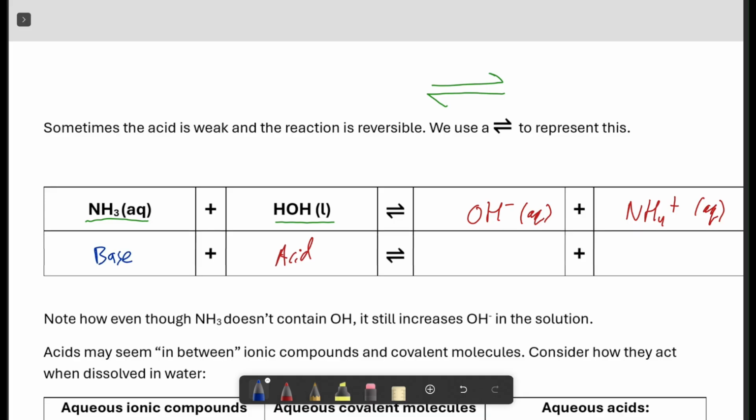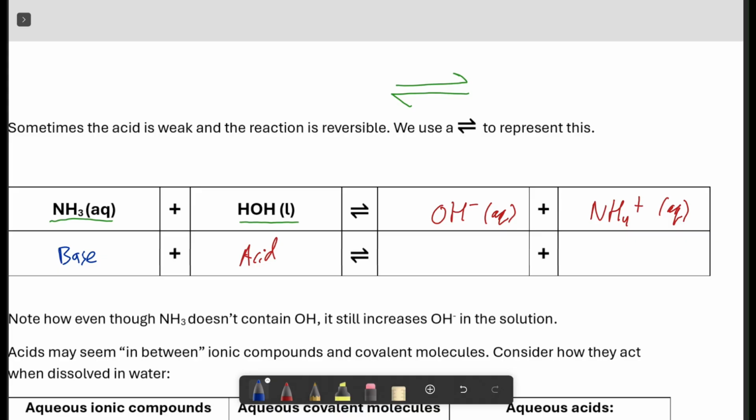This is why Bronsted-Lowry's definition is important, because look at NH3. Does he have hydroxide in him? No. Arrhenius would have said that's not a base. But is hydroxide increasing in the solution? Yes. So in a sense, NH3 is causing an increase in OH because it's ripping the hydrogen arm off of water.